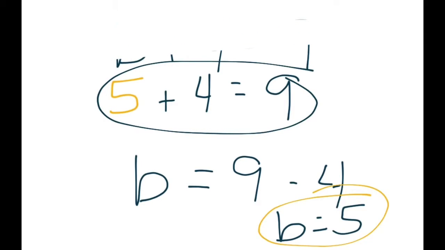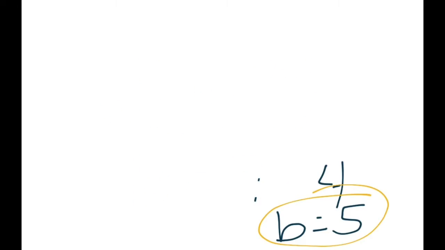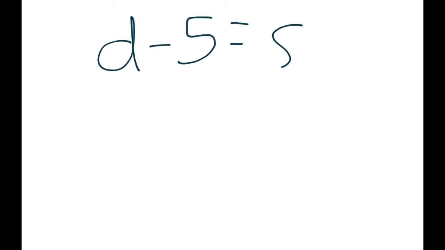So again, we're using the inverse operation in order to solve our problem, to find our variable. So we just did an addition problem. Now let's work with a subtraction problem here. So let's do d minus 5 equals 8.